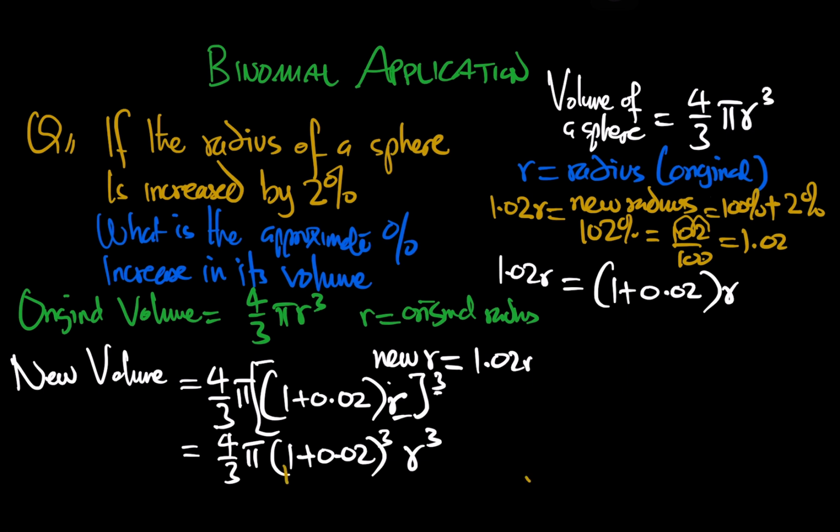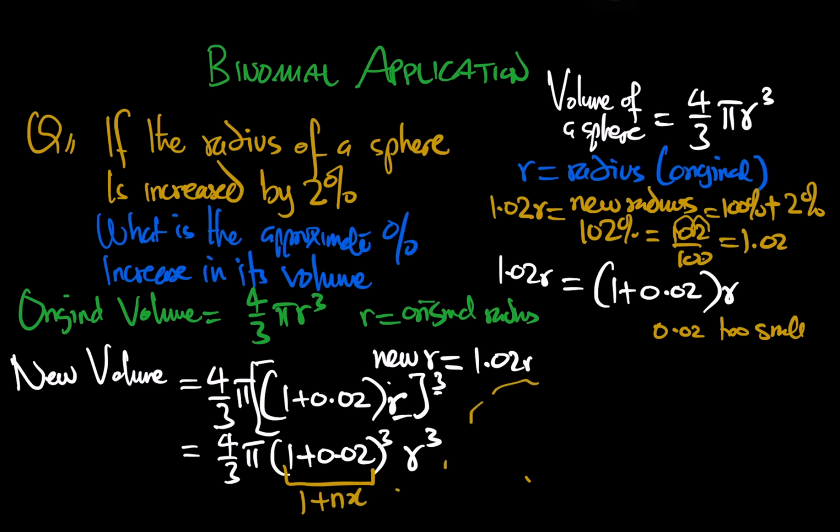We can solve this using a binomial, right? But you see, we said that because 0.02 is too small, we can say that this is the same as 1 plus nx.